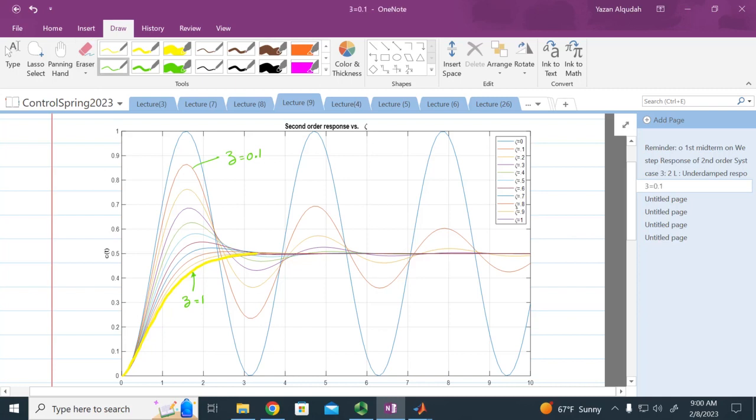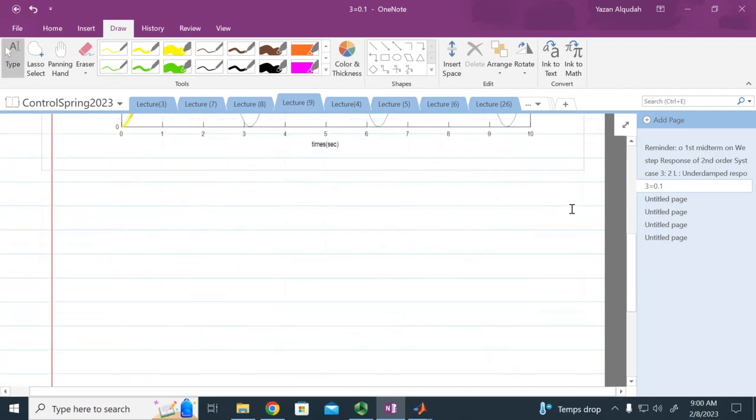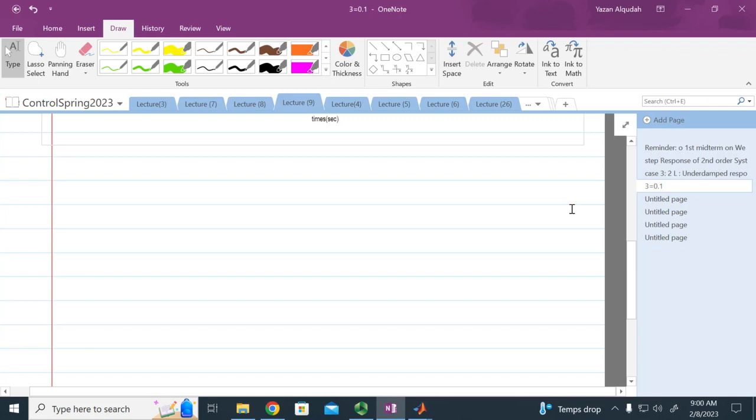When zeta is 1, the critically damped, underdamped is faster than the critically damped. And as zeta is decreased, what happens to the overshoot? I mean, we're going to call this overshoot. What happens? We're going to have more overshoot. Makes sense? And more oscillation. All the way when zeta is equal to 0, what are we going to have? This oscillation here. Okay.